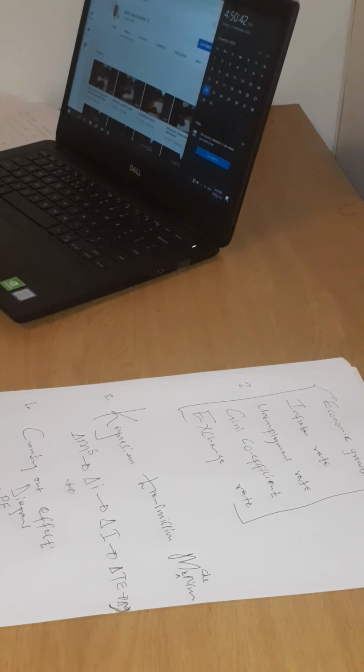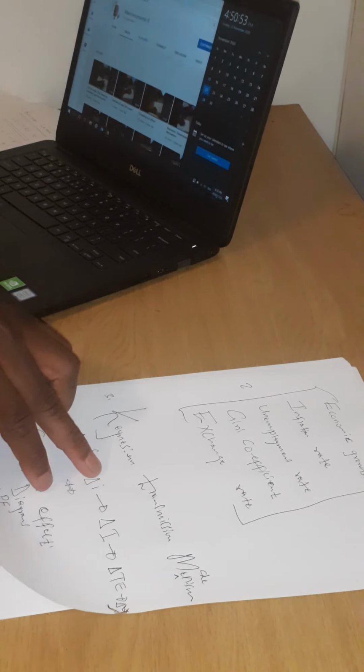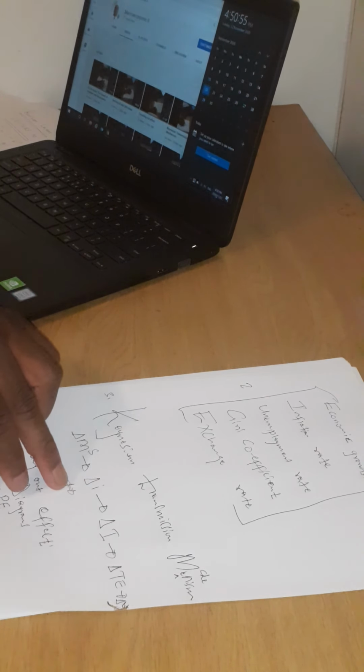You must be able to make all the movements in the money market, all the movements on the investment curve and then on the 45-degree line. In that way, we will be able to pass the test very well.